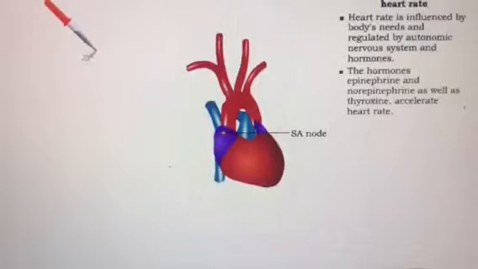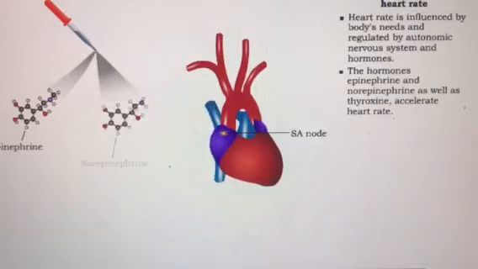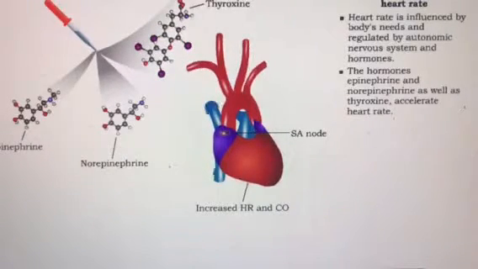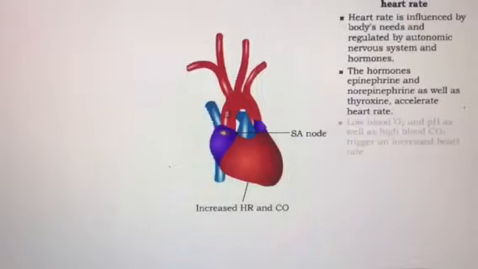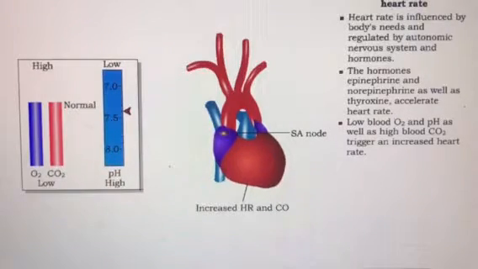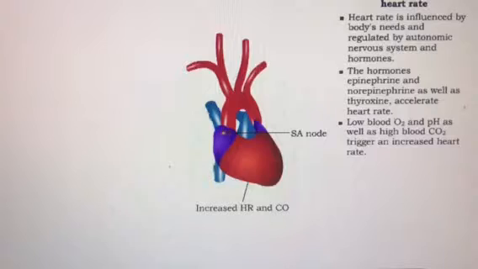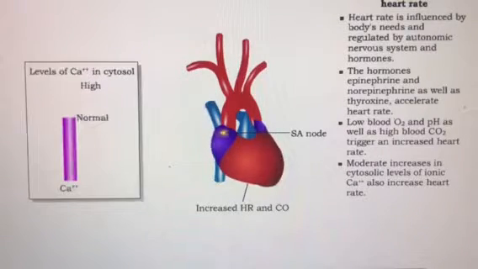The hormones epinephrine and norepinephrine, secreted from the adrenal gland, as well as thyroxine, accelerate heart rate. Low blood oxygen and pH, as well as high blood carbon dioxide, also trigger an increased heart rate. Additionally, moderate increases in cytosolic levels of ionic calcium also increase heart rate.